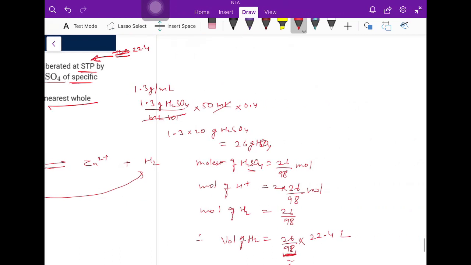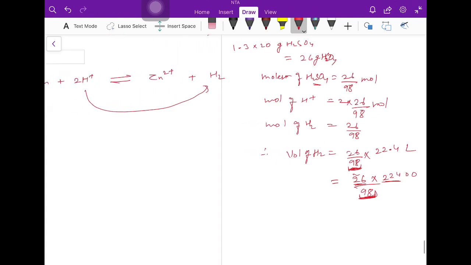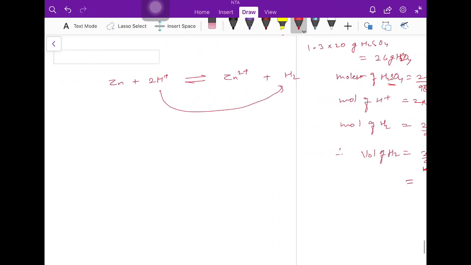Hydrogen in milliliter. So in milliliter, this value will be 26 into 22400 upon 98. You need to find the exact value by dividing. First you need to multiply 26 into 224, and then you need to divide exactly with 98, and then you need to take the exact answer.